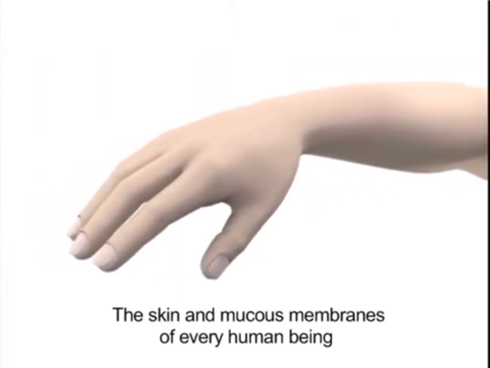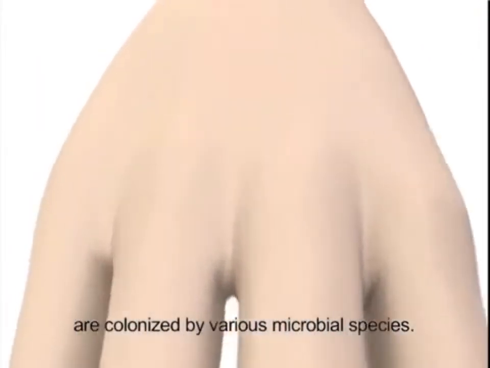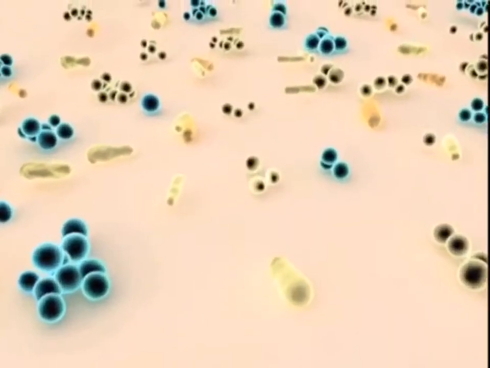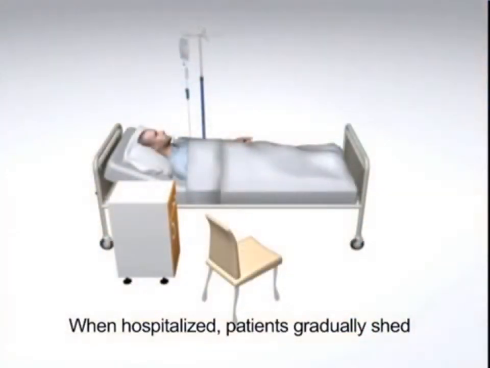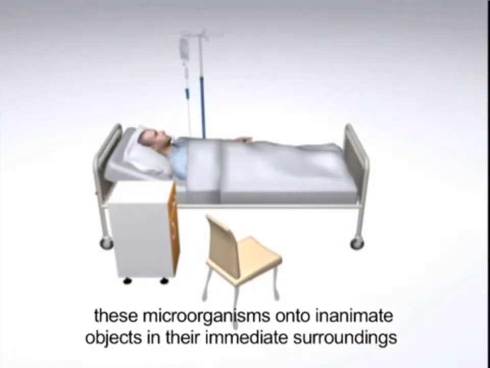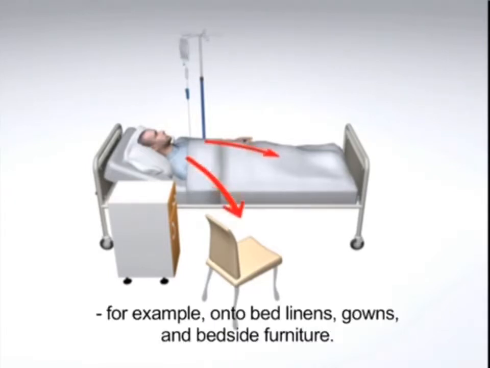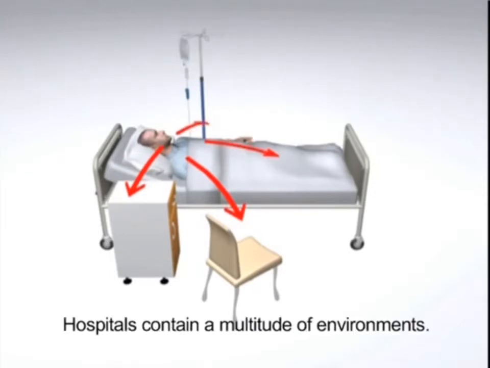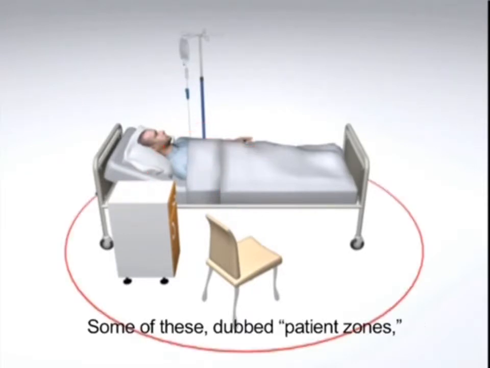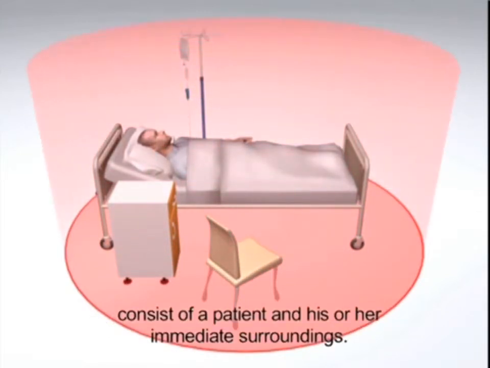The skin and mucous membranes of every human being are colonized by various microbial species. When hospitalized, patients gradually shed these microorganisms onto inanimate objects in their immediate surroundings, for example, onto bed linens, gowns, and bedside furniture. Hospitals contain a multitude of environments. Some of these, dubbed patient zones, consist of a patient and his or her immediate surroundings.